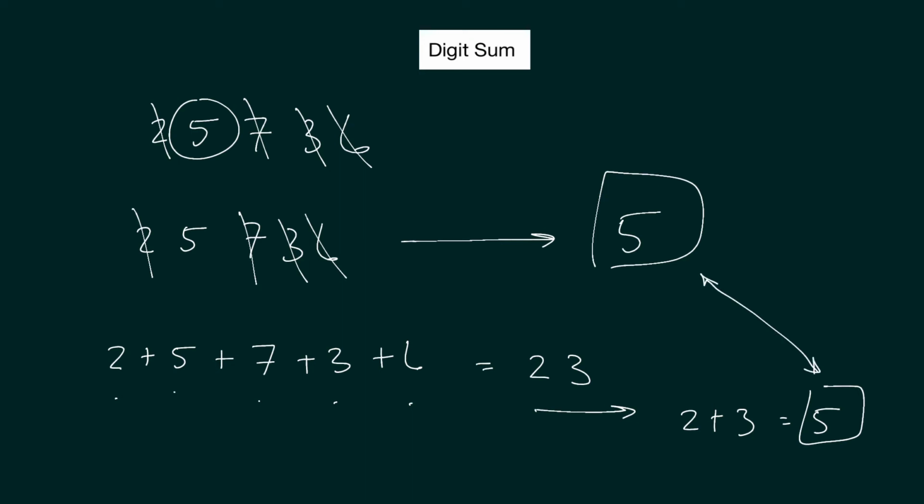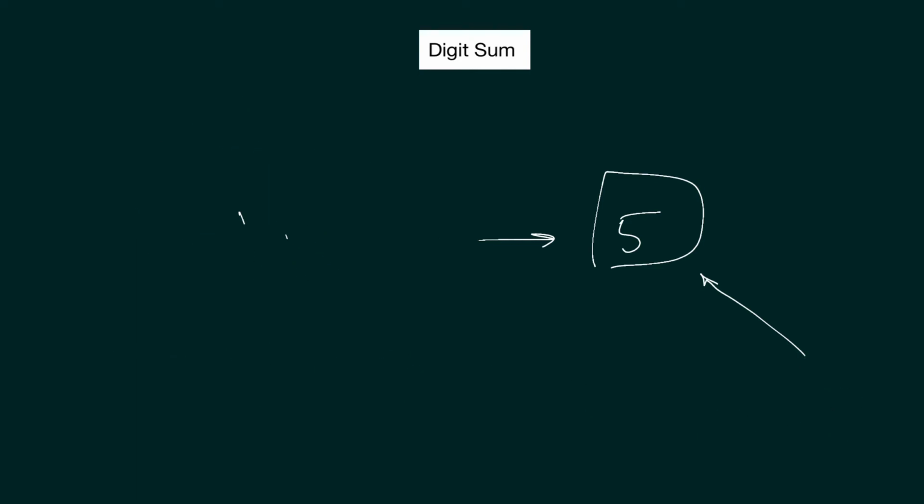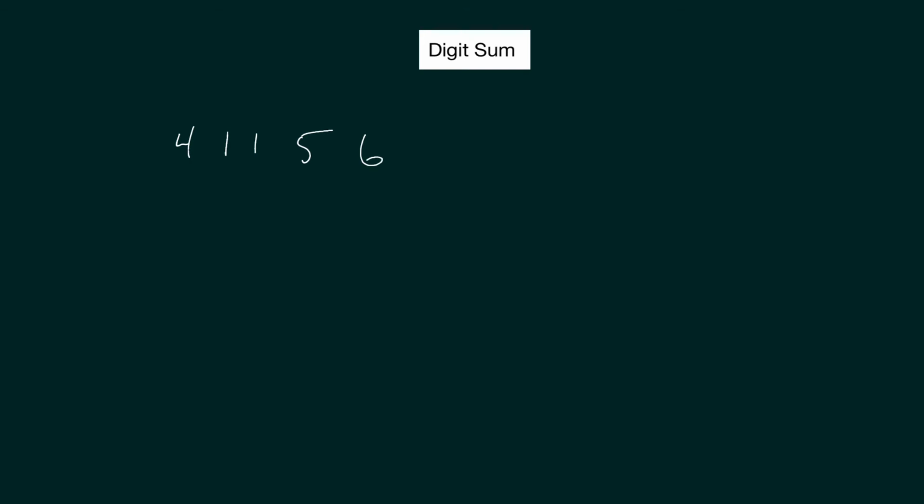And so anytime you see this digit sum or digital root and you want to find the digit sum of some number, what you could do is start canceling things out that add up to 9. So 6 and 3 equal 9. 5 and 4 are equal to 9. 1 and 8 equal 9. So I'm going to say the digital root of that number that we just had is going to equal 1, because that's the number that's left after we cancel out everything that adds up to 9.